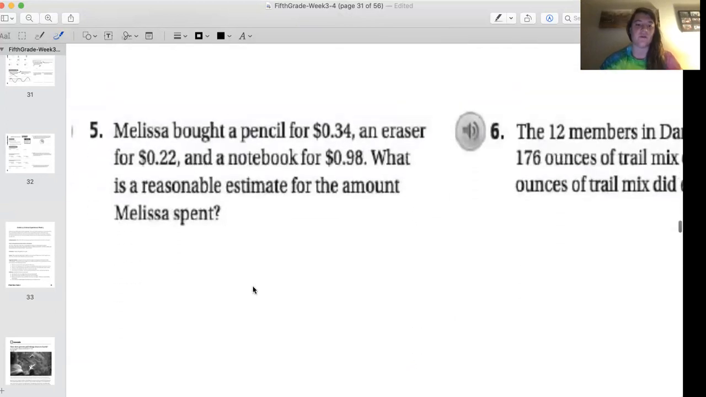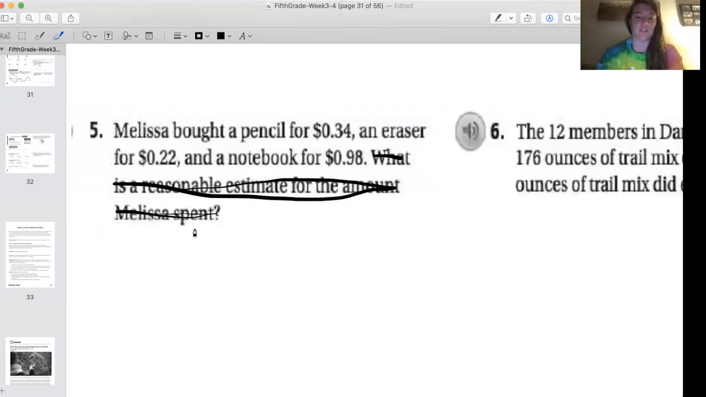Number 5, Melissa bought a pencil for 34 cents, an eraser for 22 cents, and a notebook for 98 cents. What is a reasonable estimate for the amount? I don't want to know the estimate. I want you to tell me how much she actually spent. So this is going back to adding and subtracting decimals, which has been a while. So please be careful. We're obviously going to total this up. So add it up and get the total of how much you spent, but make sure you line up your decimals. That's the key here.